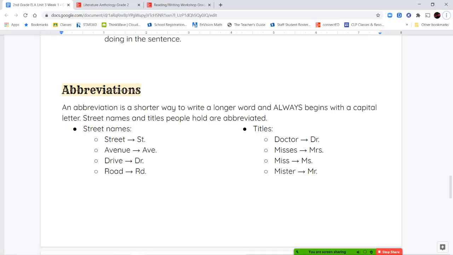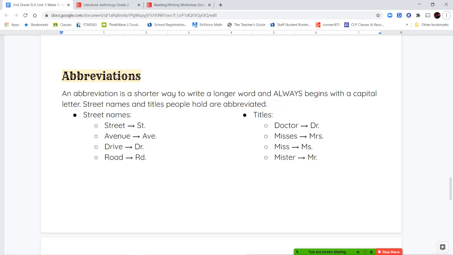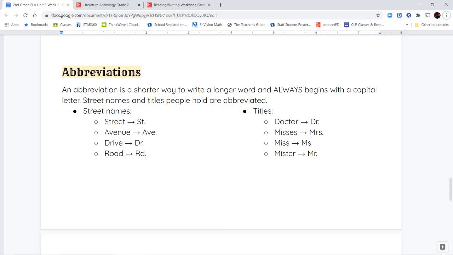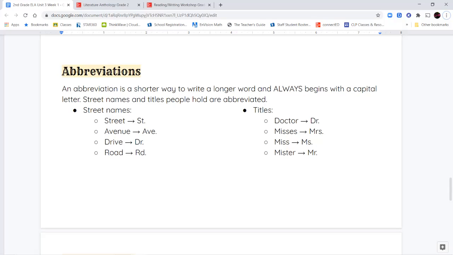Now, the next thing we're going to get into are called abbreviations. So abbreviations is a really long word to describe making long words into really short words. So an abbreviation is basically a short way of writing something, and it always begins with a capital letter. So street names and titles that people hold are abbreviated, and I have a couple examples of those. So when we're talking about street names, the word street is usually abbreviated to a capital S and a lowercase t with a period. So remember, it always begins with a capital letter, always ends with a period.